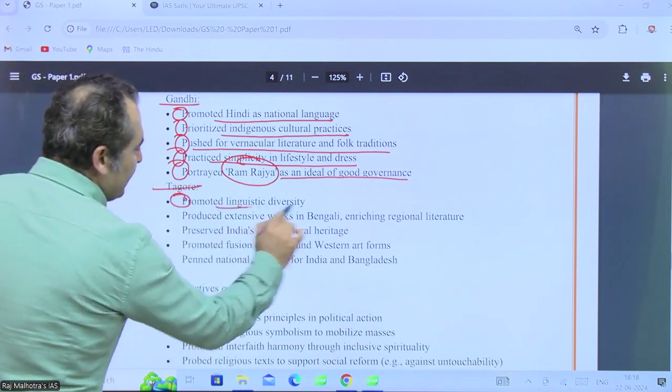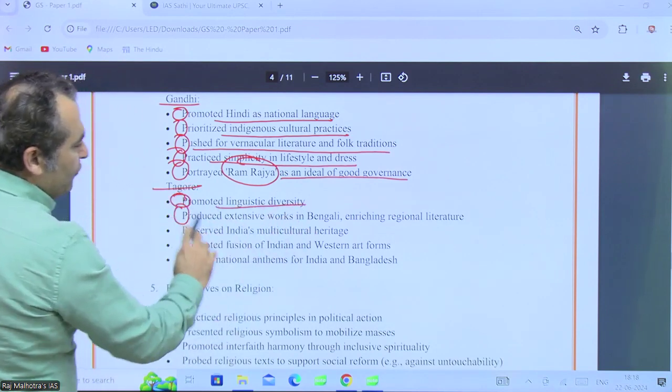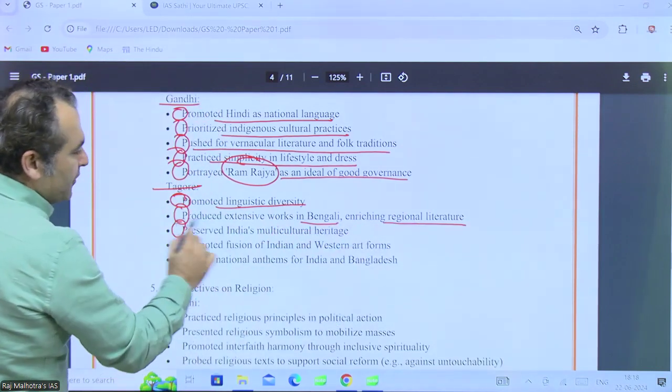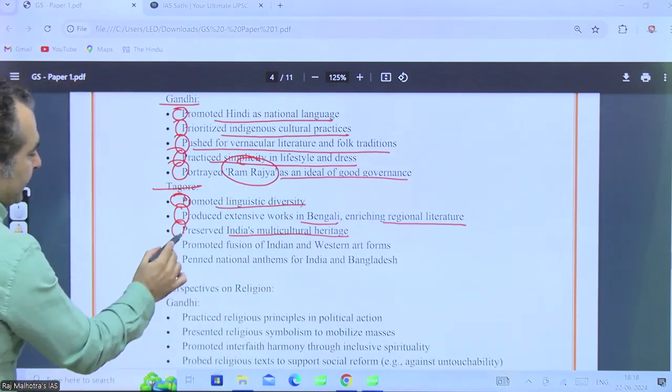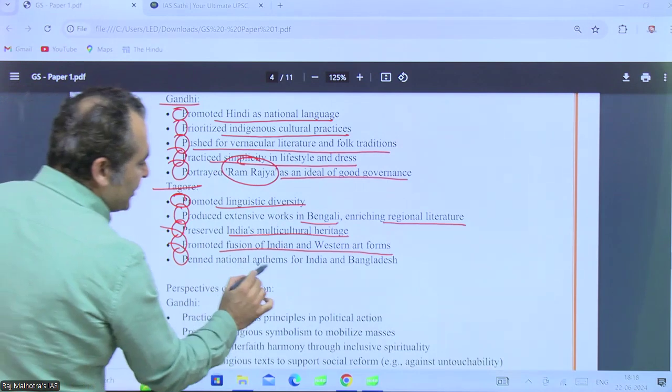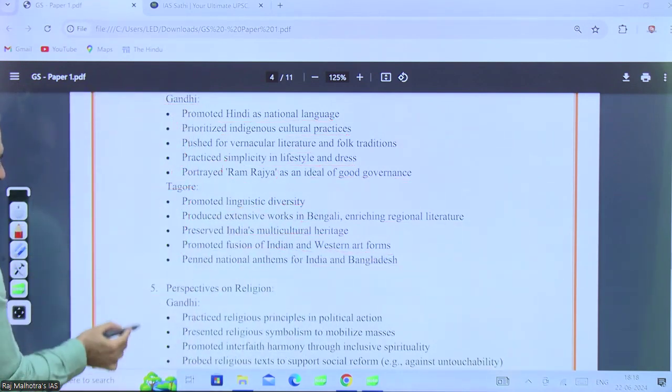Tagore promoted linguistic diversity, produced extensive works in Bengali, enriching regional literature, preserved India's multicultural heritage, promoted fusion of Indian and Western art forms, penned national anthem for India and Bangladesh.